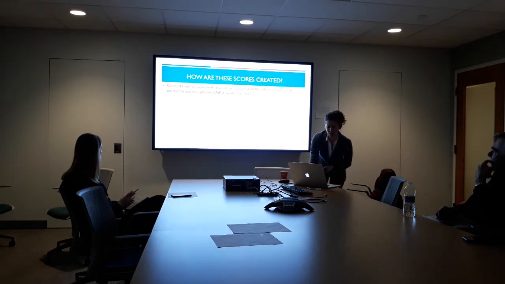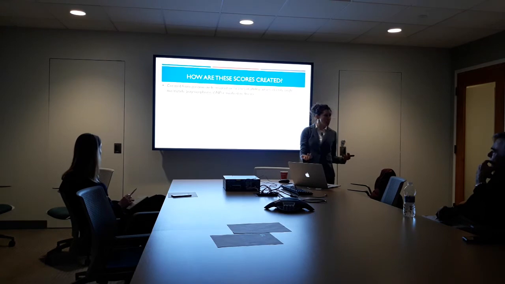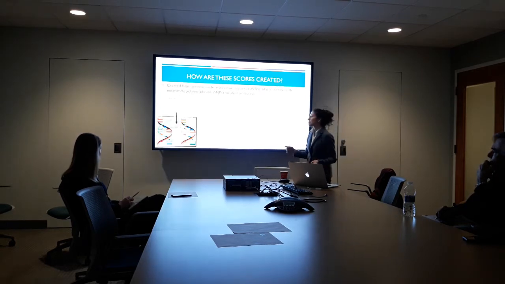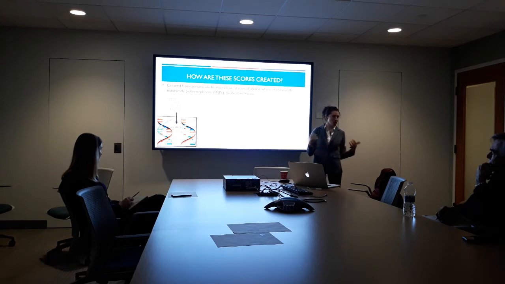So as I said, these scores are created from genome-wide association studies, which attempt to identify single nucleotide polymorphisms associated with disease. So what is a single nucleotide polymorphism? A single nucleotide polymorphism, or a SNP, refers to variation in a nucleotide. There are 4 nucleotides: A, T, C, and G.